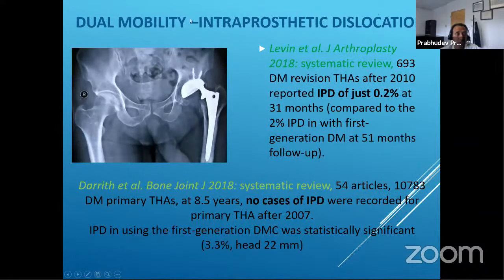Intraprosthetic dislocation of these dual mobility liners was a concern. Again, in the first generation type of dual mobility liners, this also has been improved significantly in the newer generation of dual mobility liners. In this study by Levin, 693 dual mobility revision total hips, which were done after 2010, the intraprosthetic dislocation was just 0.2%, as compared to 2% in the earlier version of the dual mobility liners.